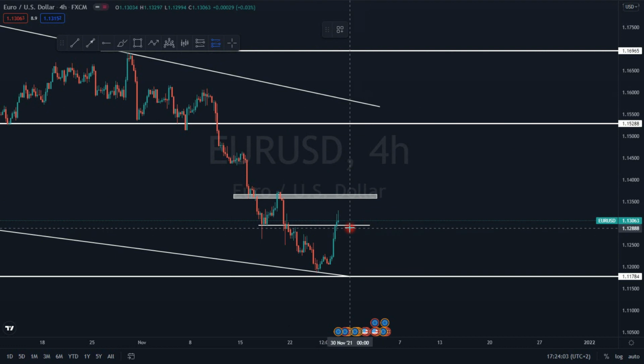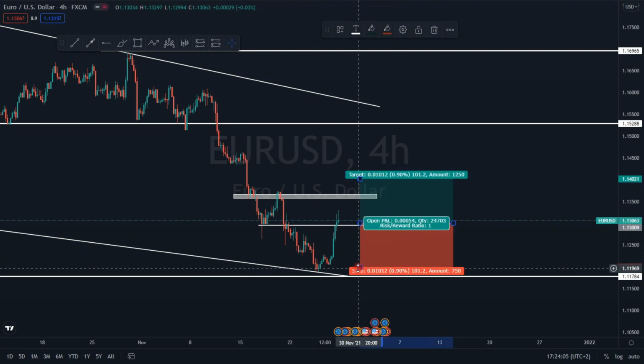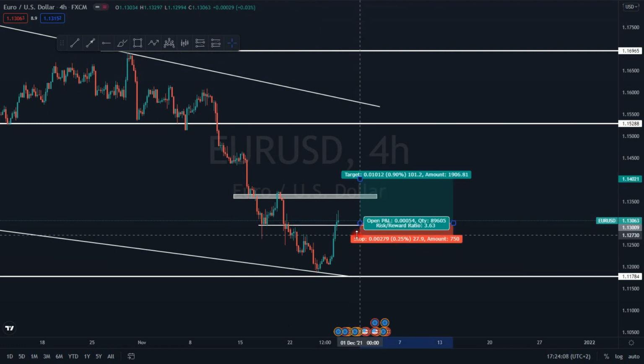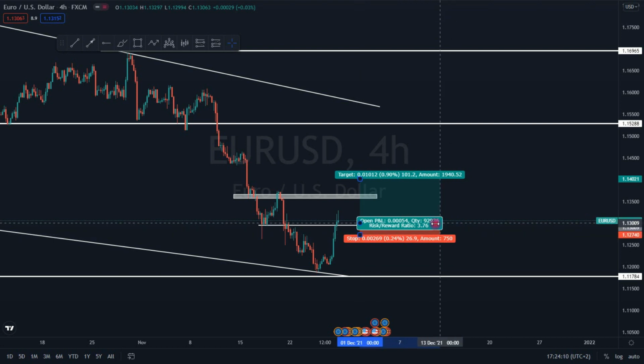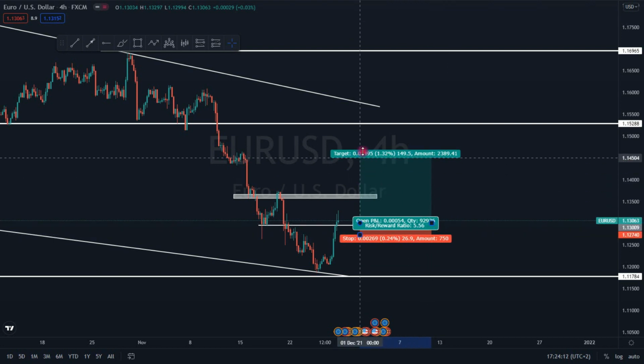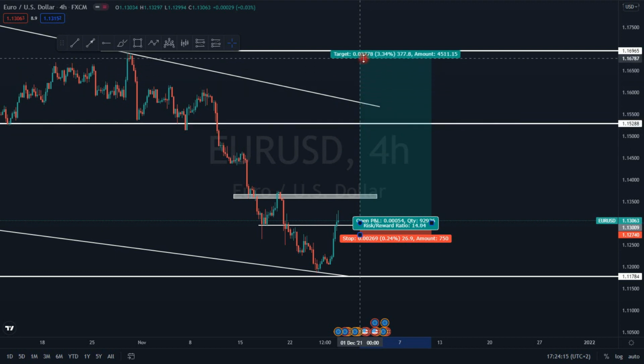It's very important to know where you expect your entries. I'm going to expect my entries right here. I'm going to have my stop loss somewhere around these areas. Once I get that shoulder, this will be my first target, this will be my second target.